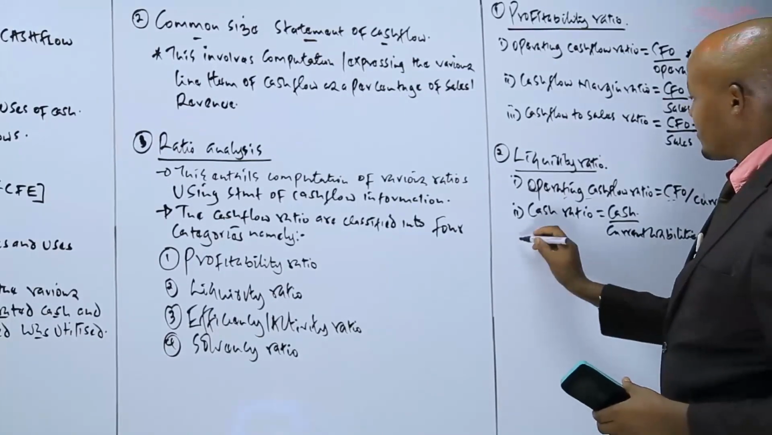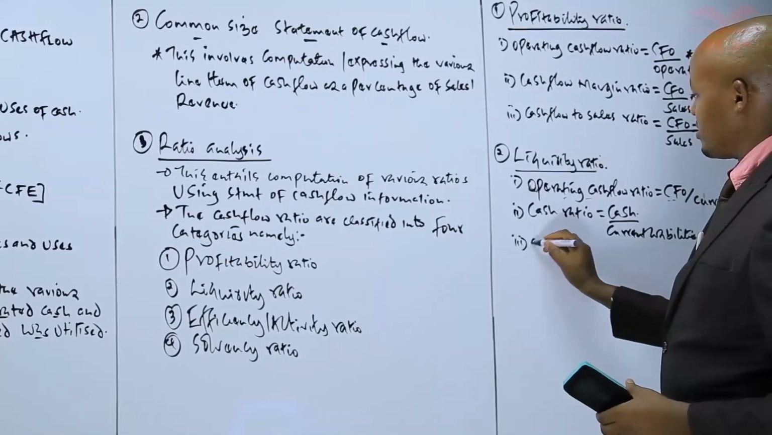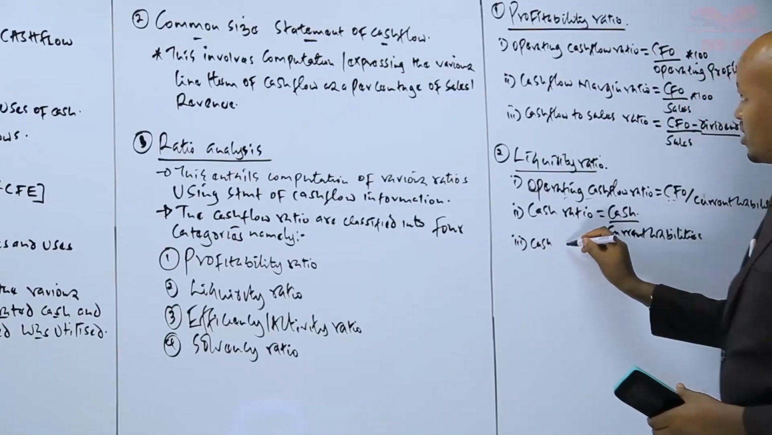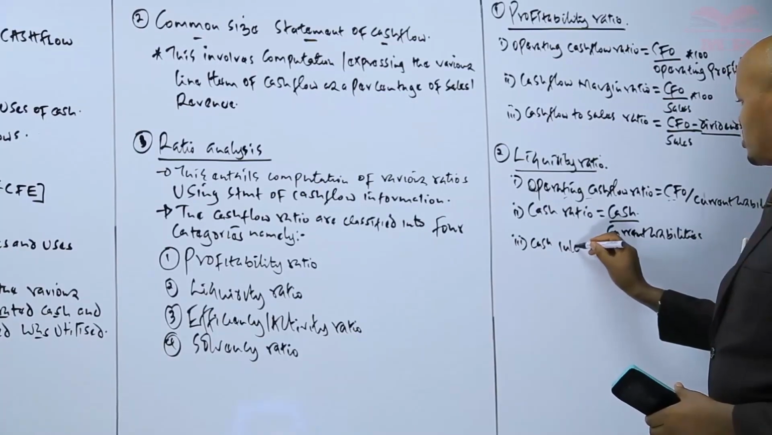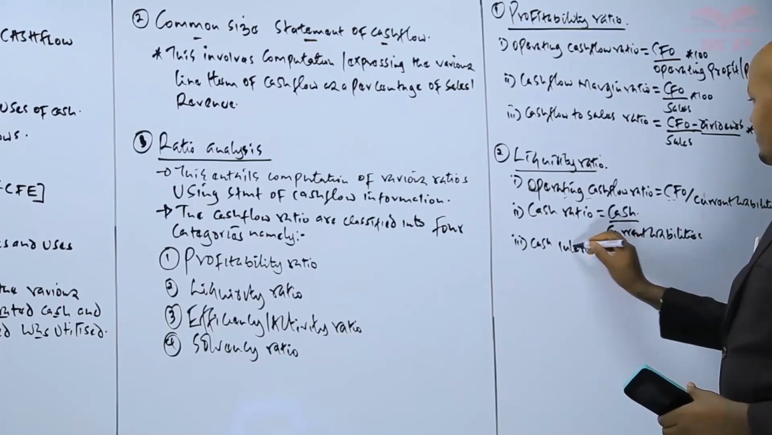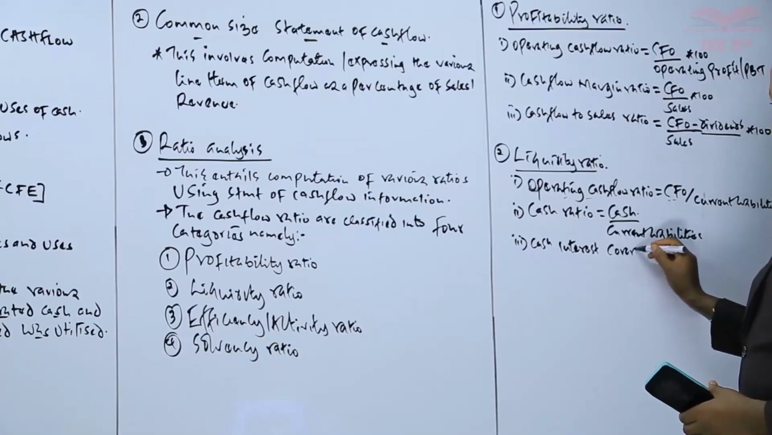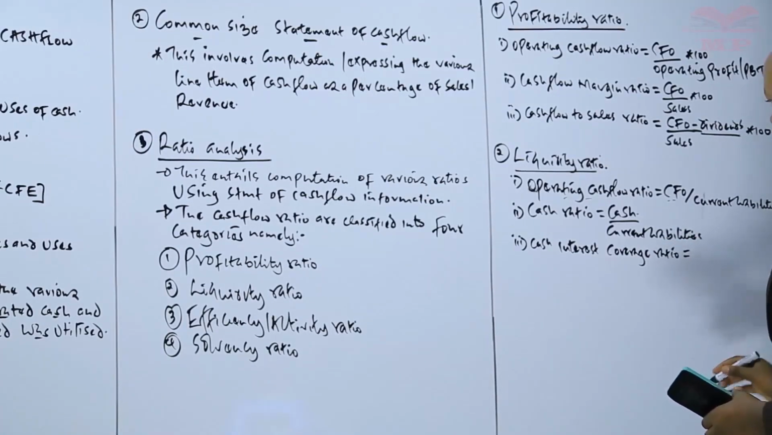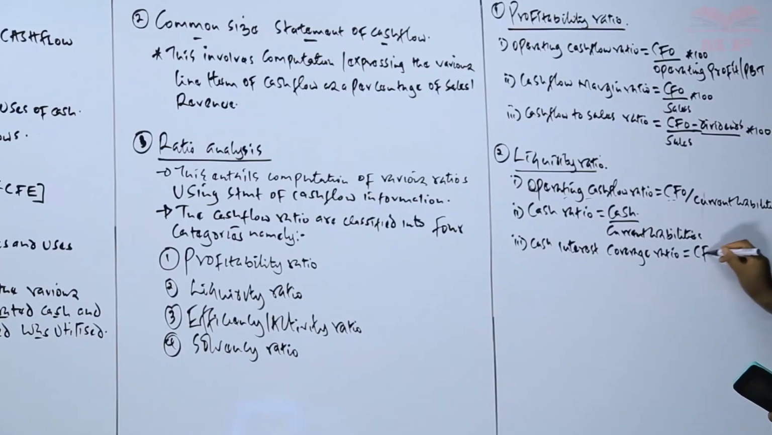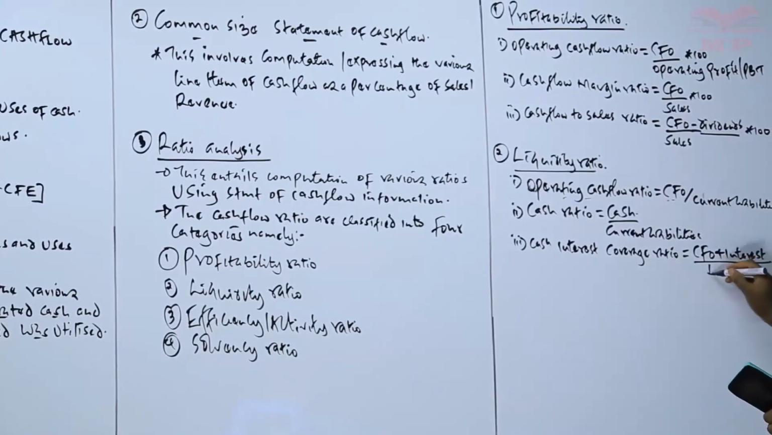And then from there we have what we refer to as the cash interest coverage ratio. Now this particular ratio is computed by taking cash flow from operation, CFO, and then to that we add interest, and then we divide that with the interest.